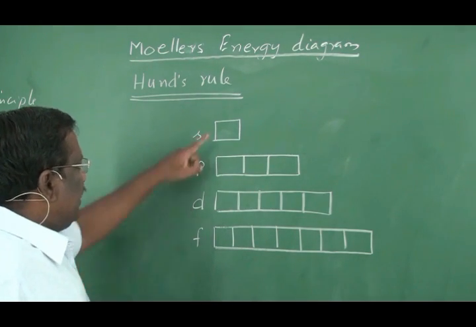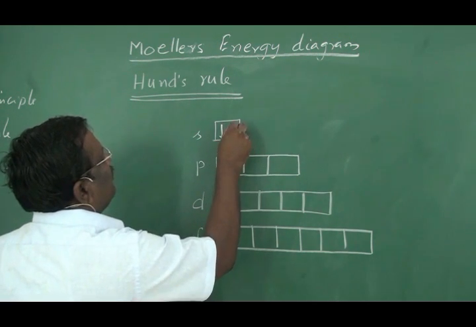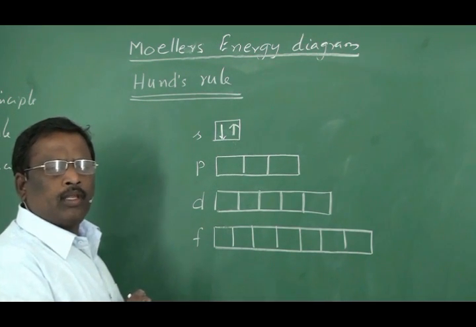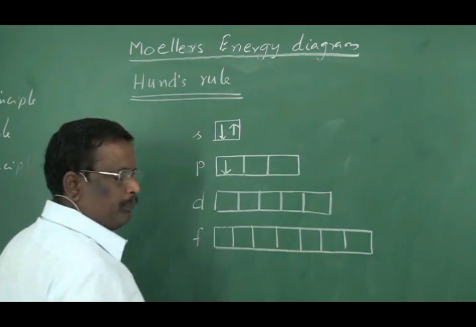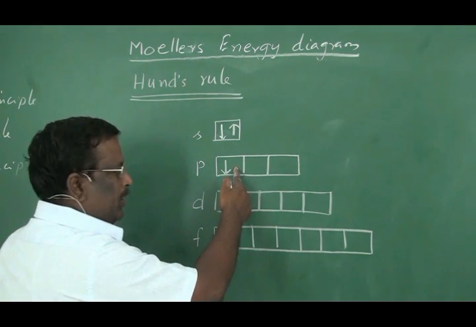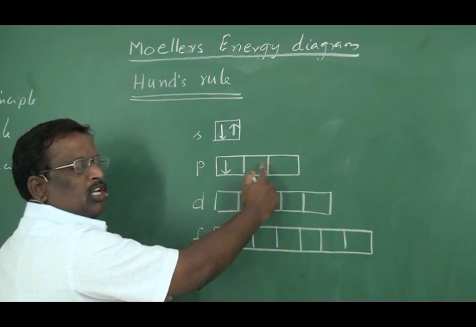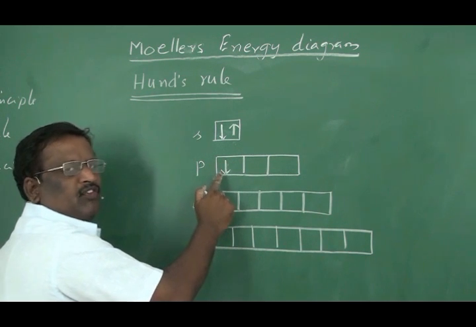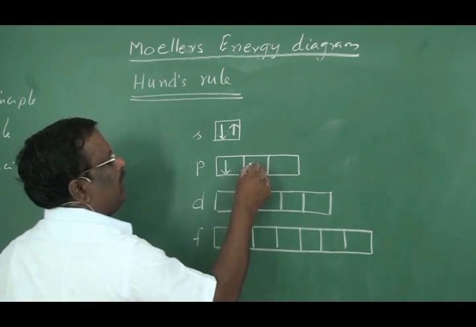For example, in the s sub-energy level you have only 1 orbital, so the first electron will enter here and the second electron will enter like this. That means pairing occurs with the second electron itself. But in the case of the p sub-energy level, the first electron will enter here, then the second electron. Now, according to our opinion, this orbital can accommodate the second electron, but there are 2 more orbitals with the same energy. So the second electron will not pair with the first electron because these orbitals are empty. So the second electron will enter here.